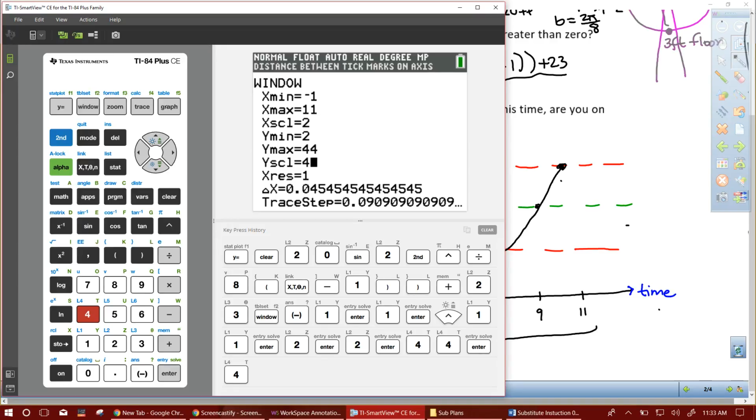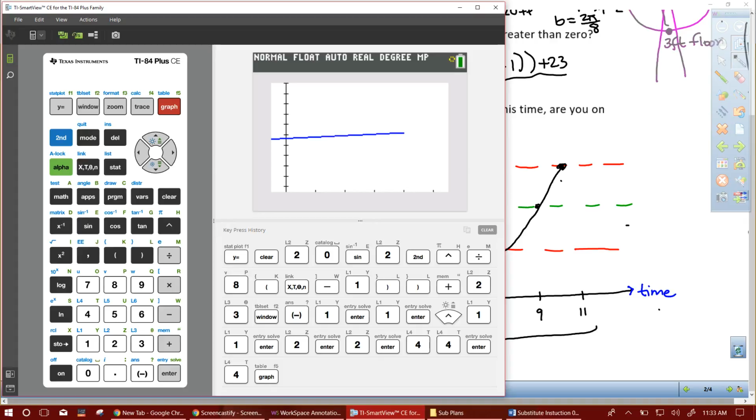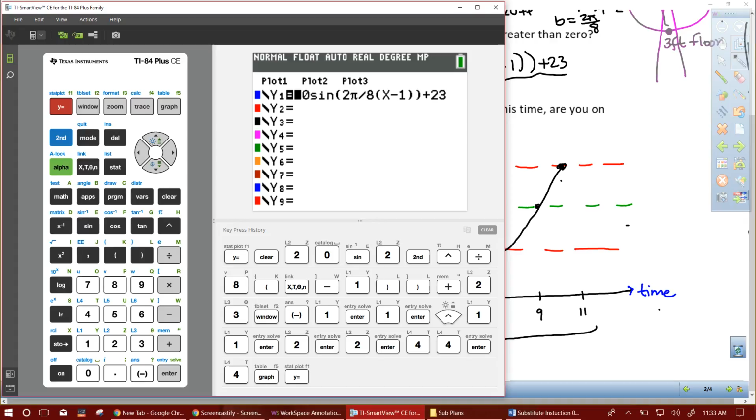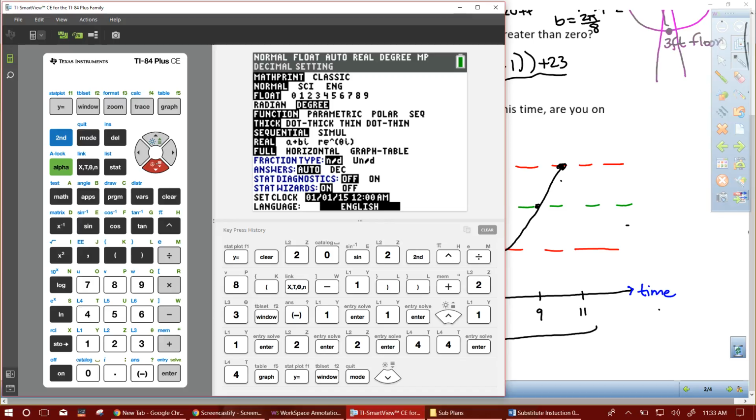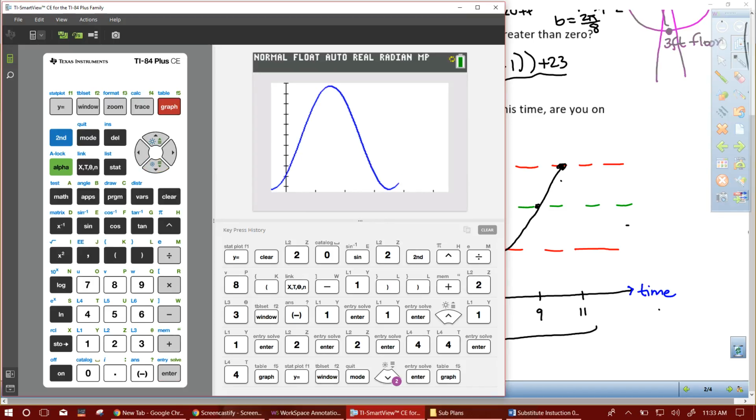I'm going to hit graph, and I should see the picture I drew on my paper, except I've got something. Let's see if I can figure out what I did wrong here. Got 20 sine 2 pi over 8, window. Oh, I know what it is, and you might have this same problem. You see right here on my calculator, it says degree. I need to be in radians. So I'll press mode and I'll change it to radians. Enter. Now when I hit graph, there it is, all pretty.